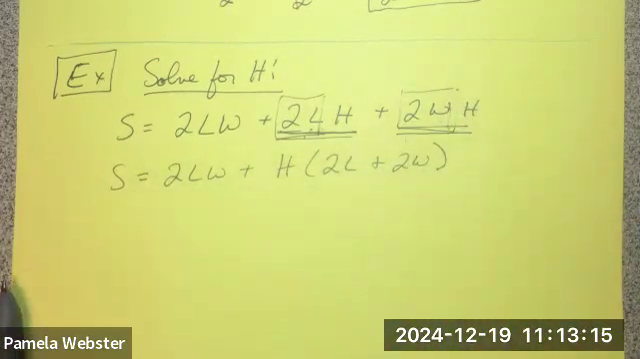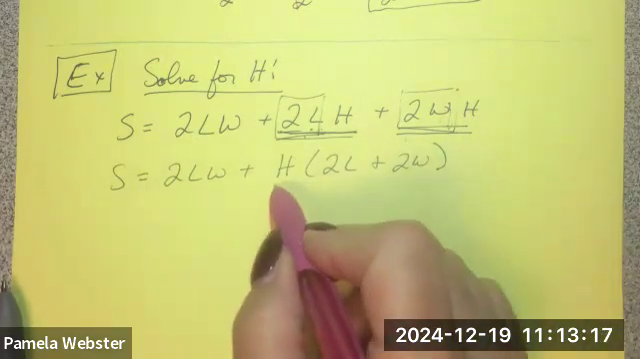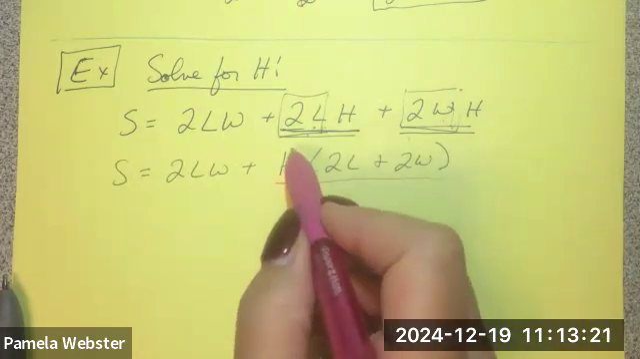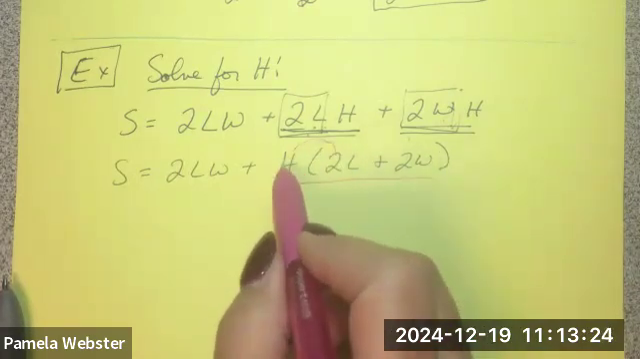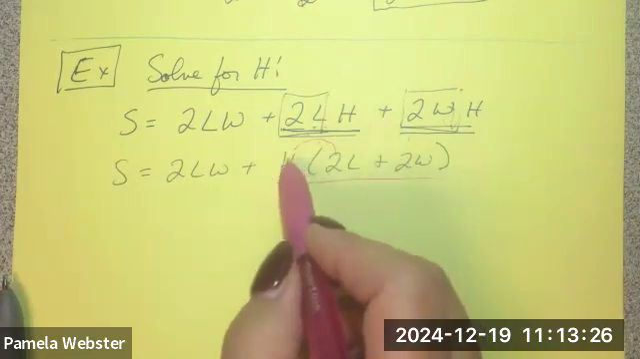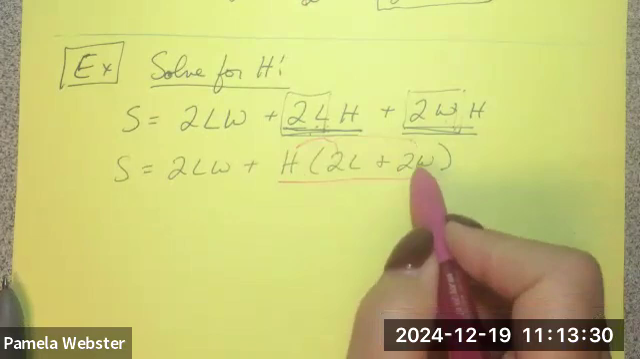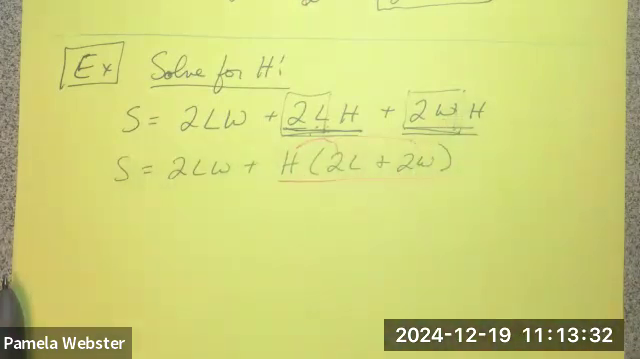So when you finish that process, it's like reverse distribution. You should be able to look at this and say, if I were to multiply this back through, would I get what I started with? So H times 2L, yep, I'd get that. And H times 2W, yep, I'd get that. So you can check yourself by distributing it back through and making sure you did it.